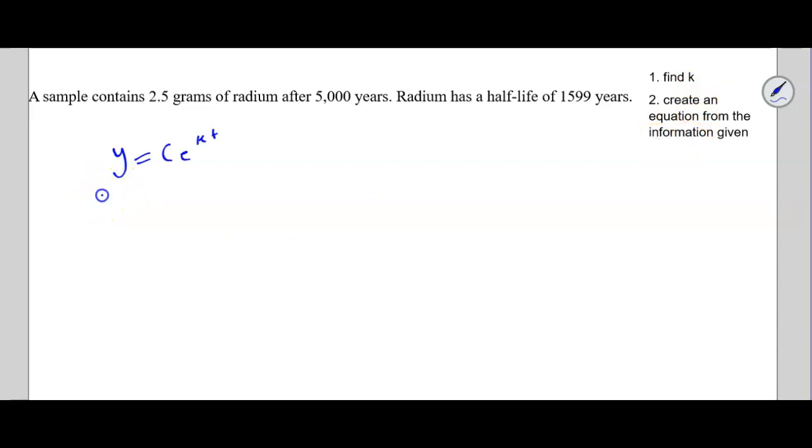So we know that we're going to have 1/2 of y. Or, I won't even say y. We're going to say 1/2 the constant because you start with c. So we're going to have 1/2 of c in 1,599 years. That we know, because it told us we're going to have half of the radium in 1,599 years. So what we do is divide by c on both sides. C cancels.